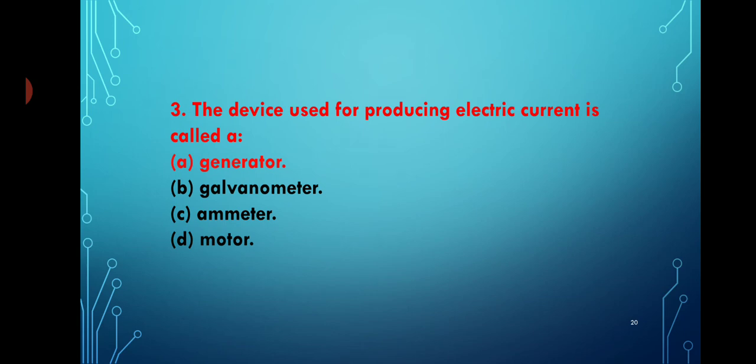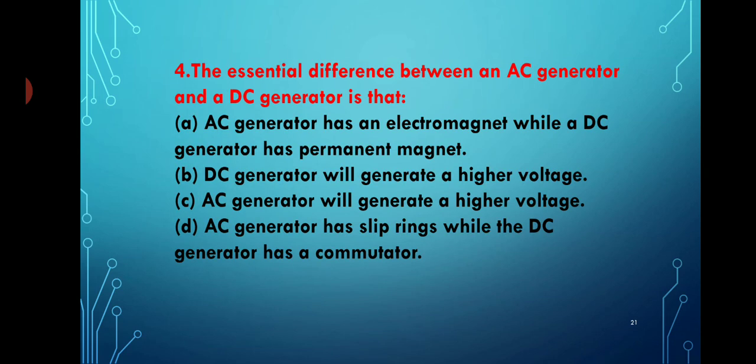A galvanometer detects the presence of current. An ammeter measures the current. A motor converts electrical energy into mechanical energy. And which device is used for producing electric current? That is the generator. Then the essential difference between an AC generator and DC generator is option D, that is, an AC generator has slip rings while a DC generator has a commutator, that is split rings.